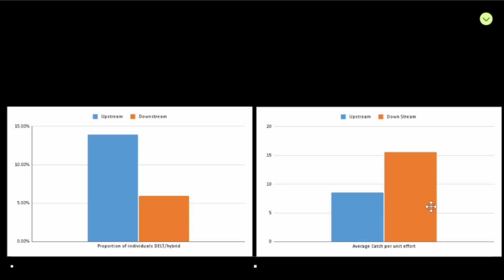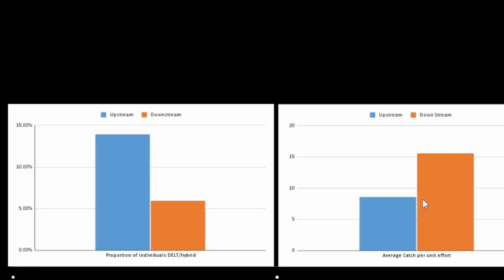Basically, there are significantly higher abundances of fish in the downstream location. Conversely, while whatever is causing these changes has a negative effect on catches per unit effort, it has a positive correlation, it's not a positive effect, with the amount of DELT or hybrid type fishes in the stream, with upstream having a 134% increase, well over double the ratio compared to the downstream location.